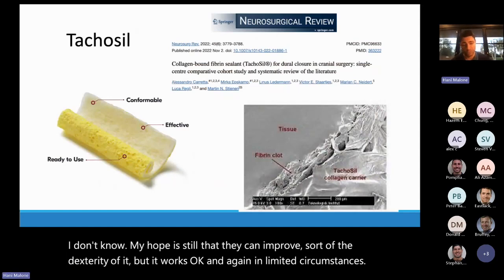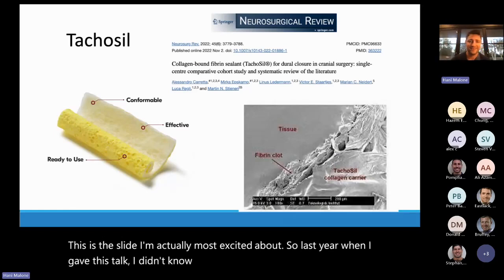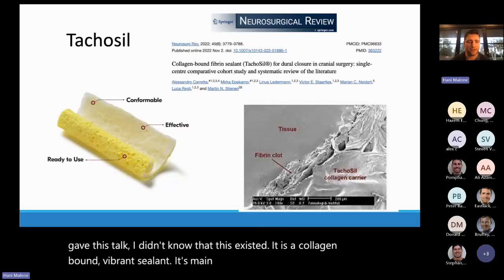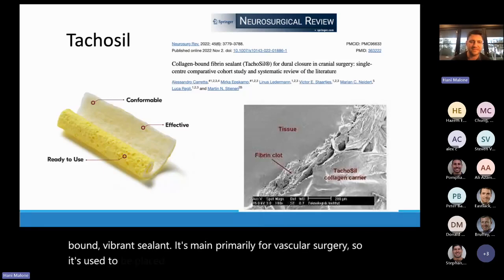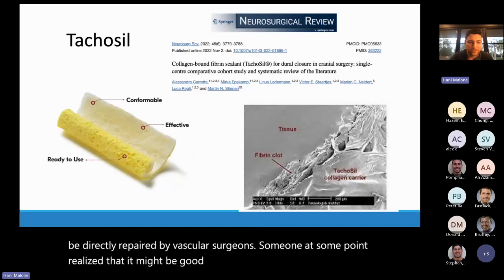This is the slide I'm actually most excited about. So last year when I gave this talk, I didn't know that this existed. It is a collagen-bound fibrin sealant. It's made primarily for vascular surgery, so it's used to be placed over venous tears and things that can't be directly repaired by vascular surgeons. Someone at some point realized that it might be good for dural closure.